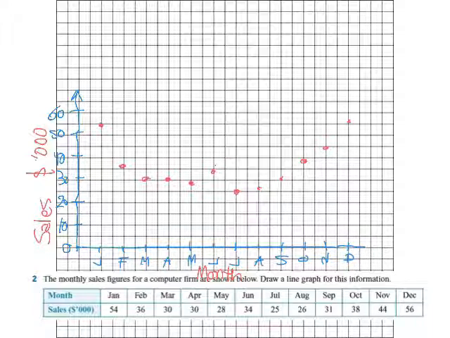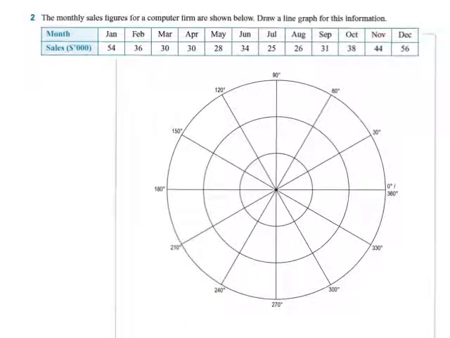And now we can connect all the dots, points to create our line graph, making sure we have a straight line between each spot. And there we have a line graph. Now let's try and graph this data in a radar chart.